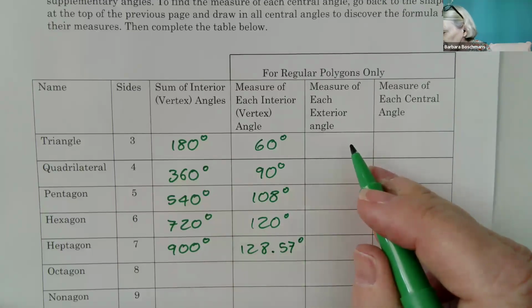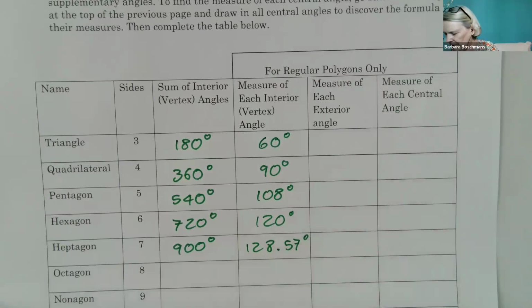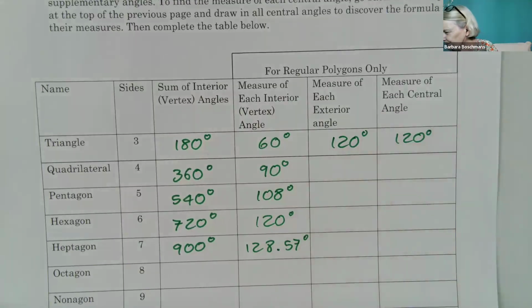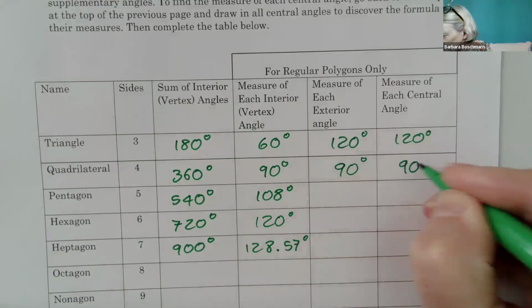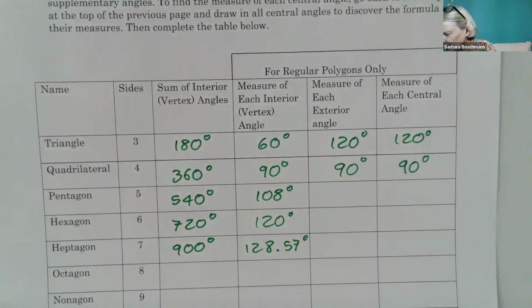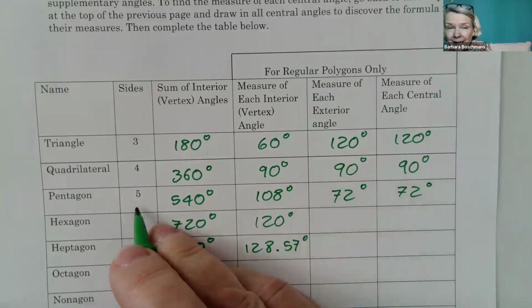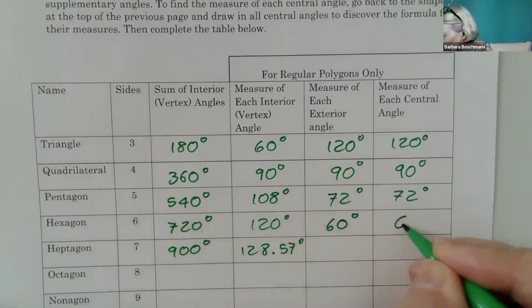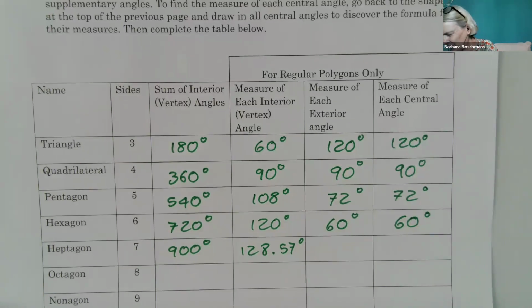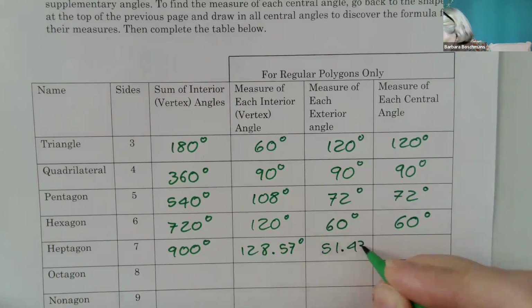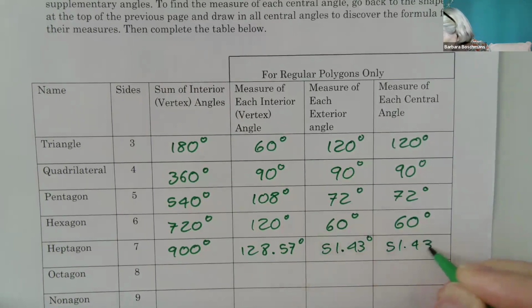Okay. The exterior angle is going to be 360 degrees divided by the number of sides, by n. This would be 120. We know central angle is the same. And we get 90. It's 72. So I'm taking 360 and dividing it by n. This should be 60. And I'm assuming when we divide by 7, it's not going to be nice. It is 51.43 if I round to 2 decimal places.